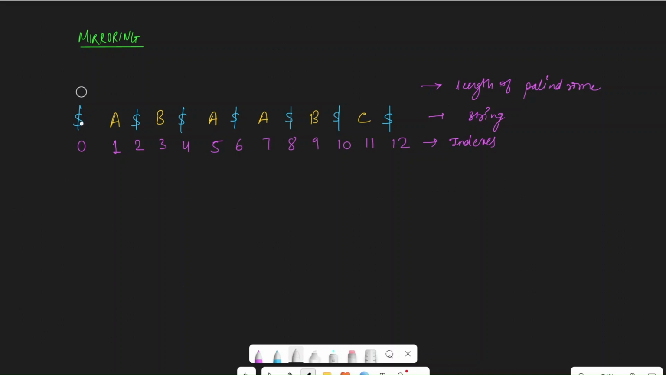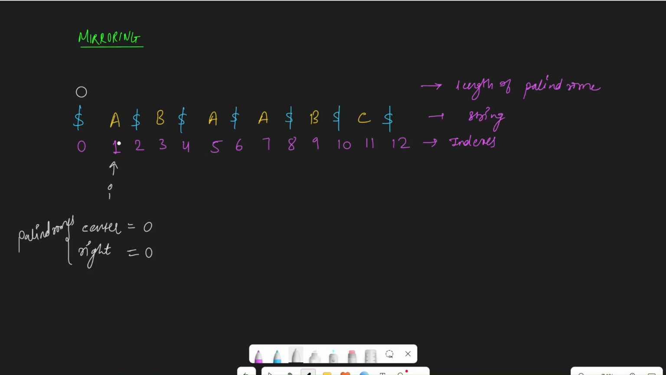Now, initially this was our i. Now I will move our i. So our i will move to this. Now this is my i. Let us also define our center and right boundary of palindrome. So I'm assigning it as 0 for now for both of these because we don't have any palindromes. These are for palindromes.